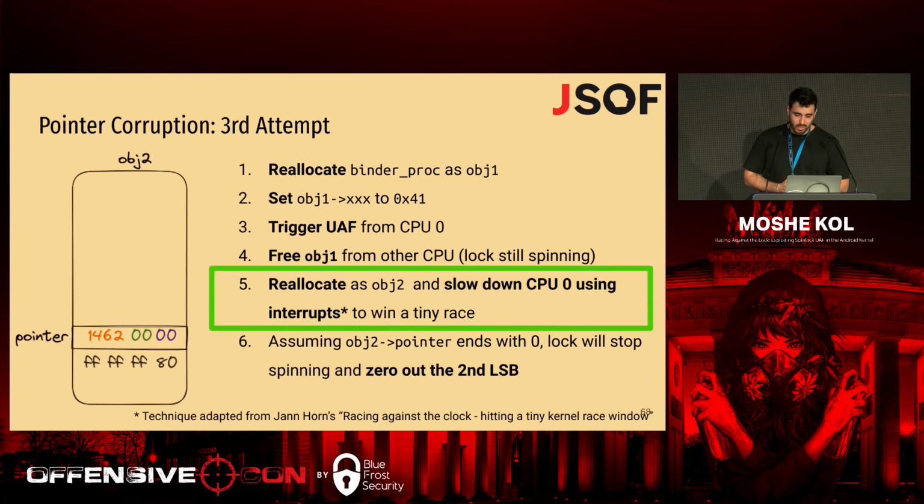So the solution to that was to slow down CPU 0 significantly using interrupts and win this tiny race. So we will have an interrupt triggered while the lock is spinning. So it will see the kernel pointer and won't see this memory being initialized to 0. And we do this using a technique adapted from Jann Horn's article, Racing Against the Clock, in which he uses high-resolution timers to raise an interrupt on a specific core at a specific absolute time. So this actually works.